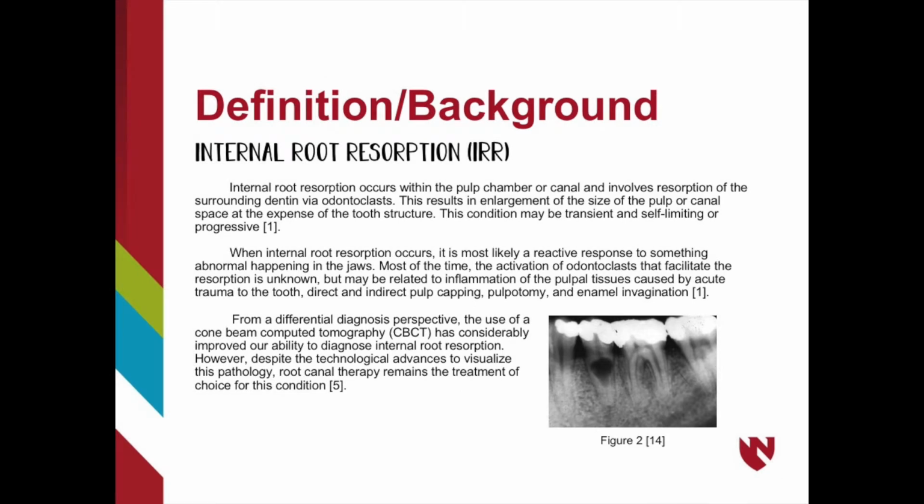Internal root resorption occurs within the pulp chamber or canal and involves resorption of the surrounding dentin via odontoclasts. This results in enlargement of the size of the pulp or canal space at the expense of the tooth structure. This condition may be transient and self-limiting or progressive. When internal root resorption occurs, it is most likely a reactive response to something abnormal happening in the jaws.